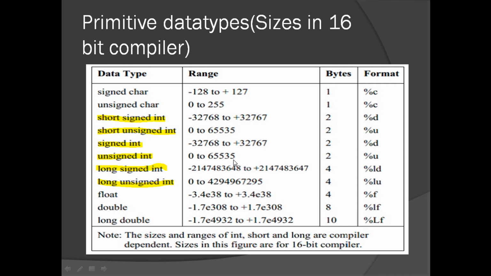The format specifier for unsigned int is %u, %d for signed int, and %u means unsigned int. You should be very careful with this point with respect to signed int and unsigned int.